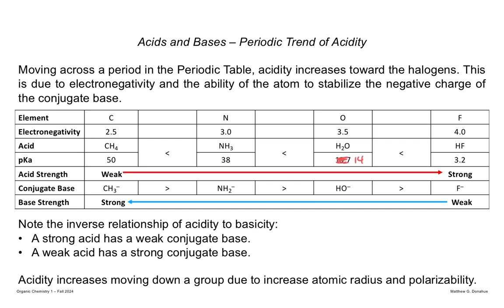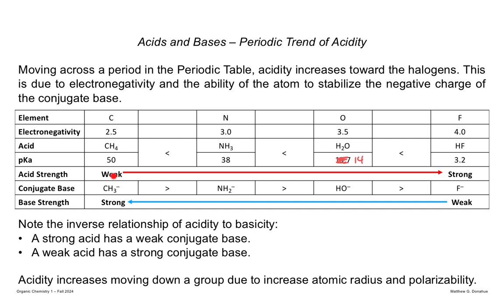And then HF was 3.2. So again, as that pKa number decreases, the acid increases in strength. So if you remove a hydrogen from those molecules, you form the conjugate base. And notice that the conjugate base trend is opposite from the acid.